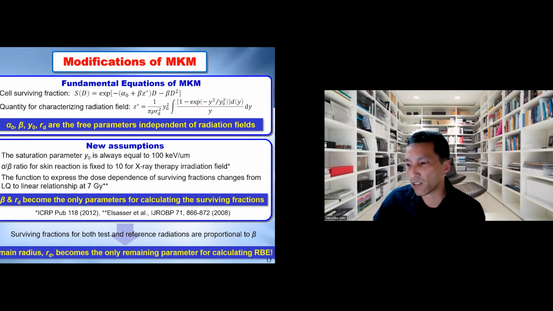Considering the fact that the surviving fractions for both test and reference radiations are proportional to beta, the domain radius RD becomes the only remaining parameter for calculating RBE. So we have to evaluate this parameter. Then we can estimate the RBE for skin reaction for any radiation type.